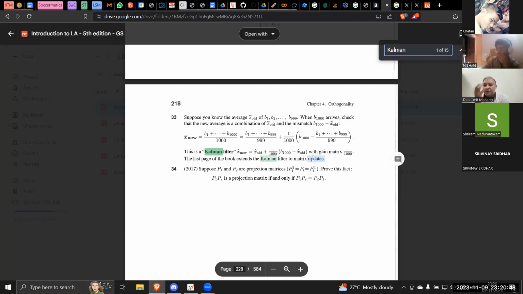The COVID virus is filtered through the mask, the Kalman mask, to get rid of the COVID virus, which is the noise.